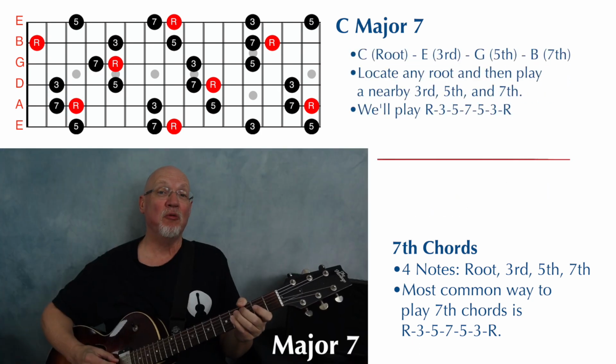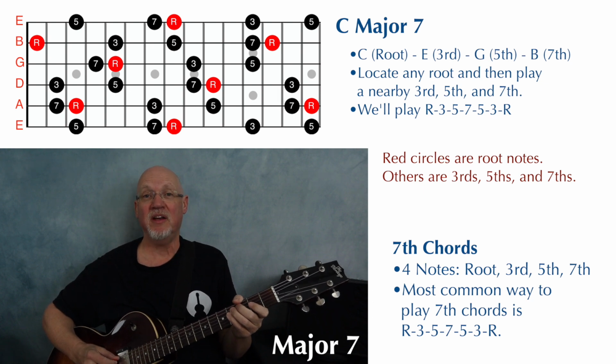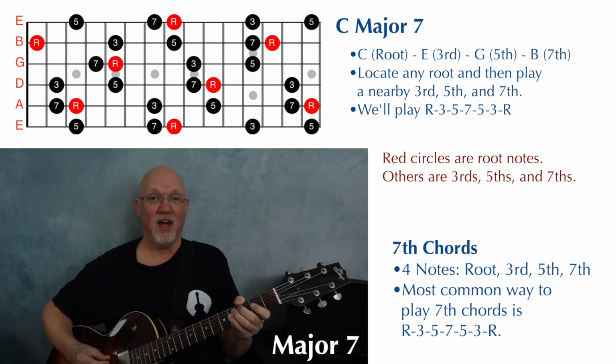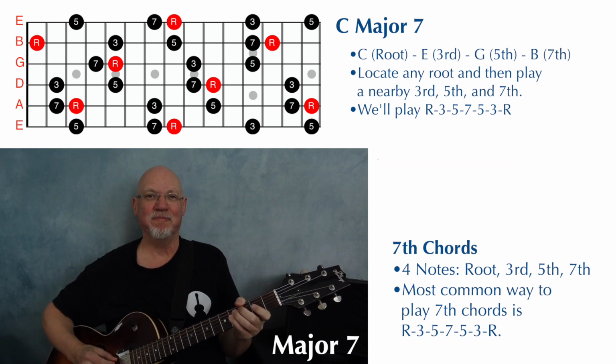Right now you're looking at a whole bunch of C major 7 arpeggios. That's the notes C, E, G, and B. The red circles are your roots, those will be your Cs, and then the 3rds, 5ths, and 7ths will be your Es, Gs, and Bs. And to play a C major 7 arpeggio, you find a C root note and then play nearby 3rds, 5ths, and 7ths, and back the other way.